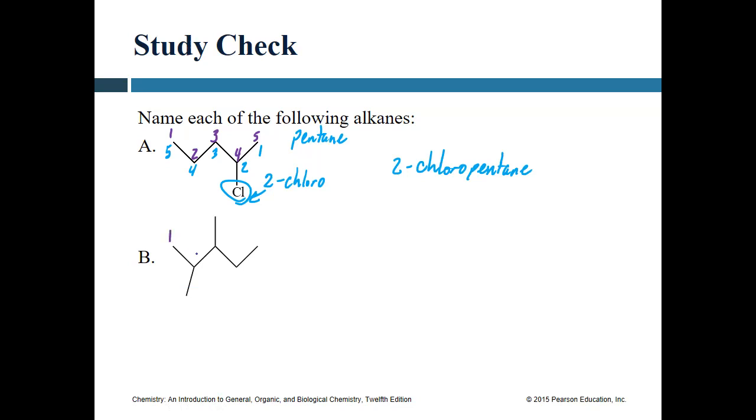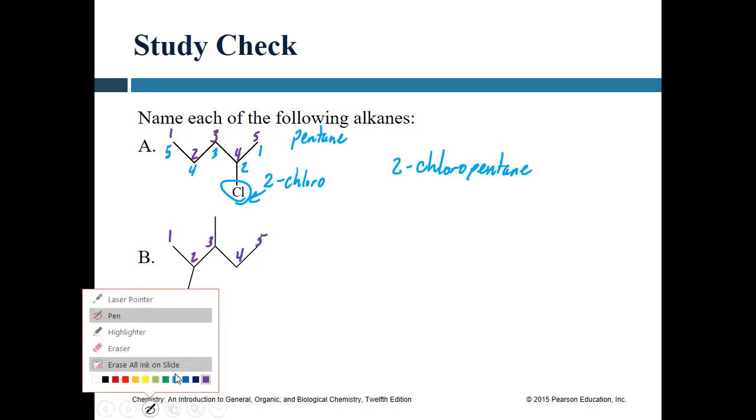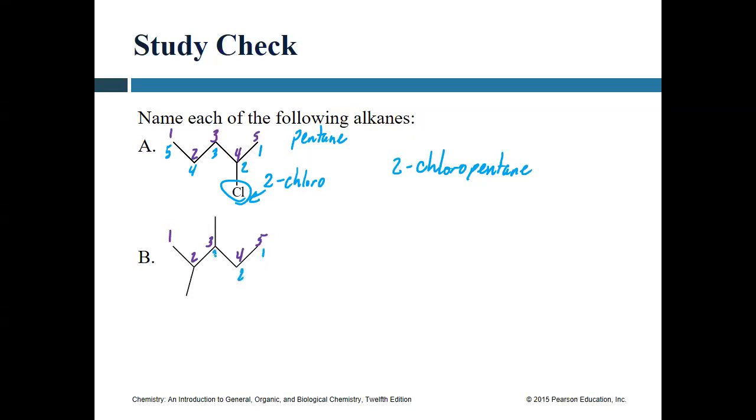For this last one, 1, 2, 3, 4, 5. So purple numbers on the top, blue numbers underneath. My options, just like the first example, are either 2, 3 or 3, 4, depending on whether it's purple or blue. In this case, the purple numbers make the most sense because 2 and 3 are going to be smaller. What kinds of substituent groups are these? Methyl. So this is a methyl group.